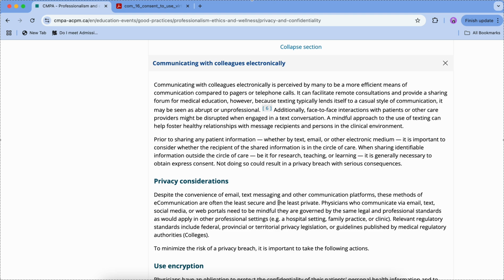A mindful approach to the use of texting can help foster a healthy relationship with the message recipient and the persons in the clinical environment. Prior to sharing any information, whether by text, email, or other electronic medium, it is important to consider whether the recipient of the shared information is in the circle of care. When sharing identifiable information outside the circle of care, be it for research, teaching, or learning, it is generally necessary to obtain express consent. Not doing so can result in a privacy breach with serious consequences.